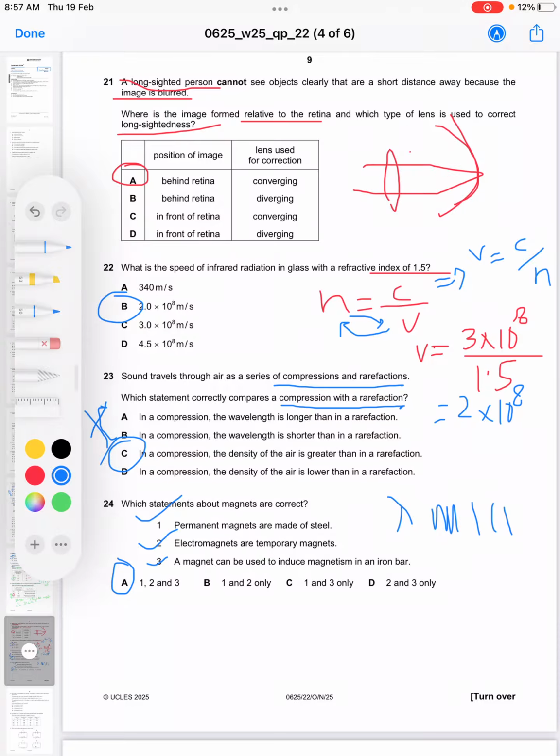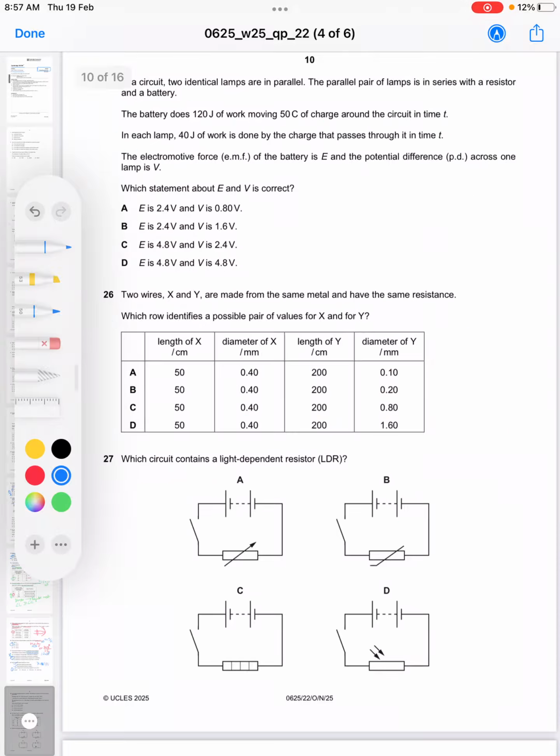Students, let's move to the next question. In a circuit, two identical lamps are in parallel. The parallel pair of lamps is in series with a resistor and a battery, and the battery does 120 joules of work moving 50 coulombs of charge around the circuit in time t.